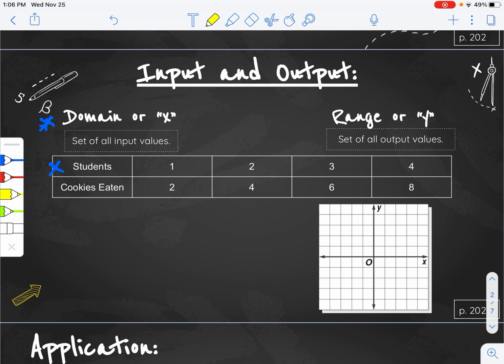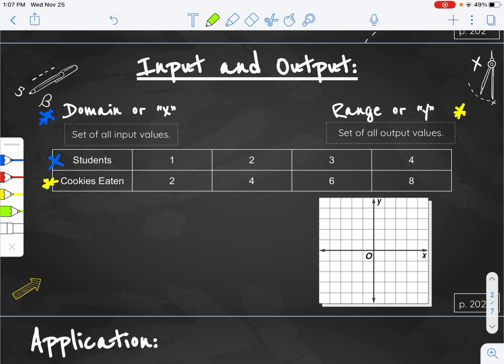On the other hand, we have what's called the range. The range is the set of all output values. You'll see why they're called input and output in a little bit. For now, we need to know that when we talk about range, or the y values, or the output, we're talking about all the same thing. On our table, that would represent cookies eaten. Typically, when we see these tables, we have the domain on top and the range listed on the bottom.